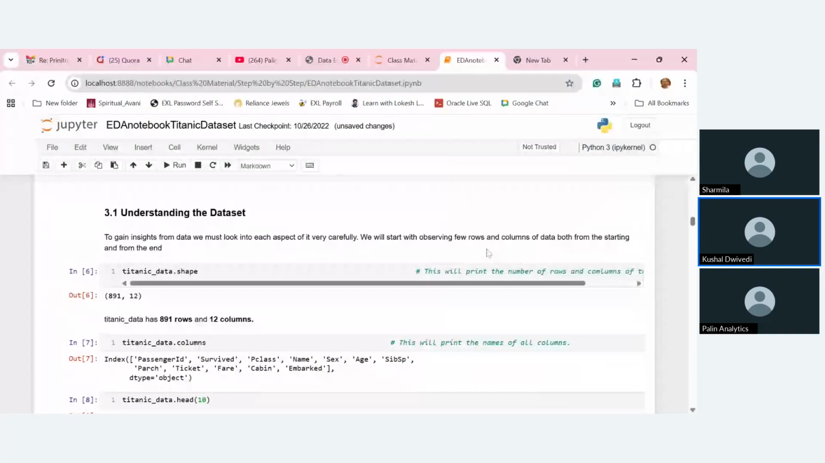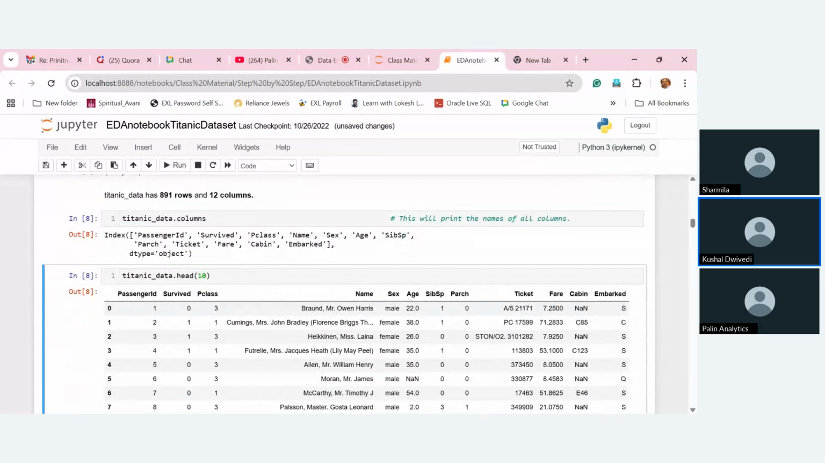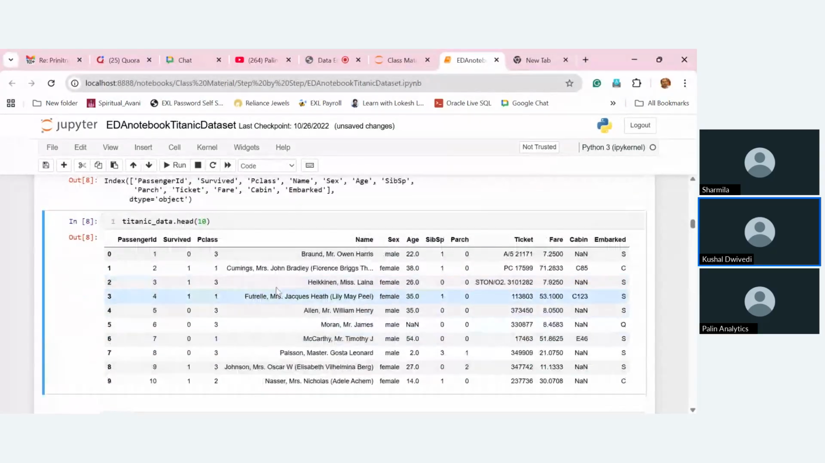Okay, so now understanding the data set. What is the shape of this data set? 891 rows and 12 columns. Then what are all the columns? We have passenger ID, survived, passenger class, name, sex, age, siblings, parent-child, ticket, fare, cabin, and embarked. You can see the top rows here. All these things are there.